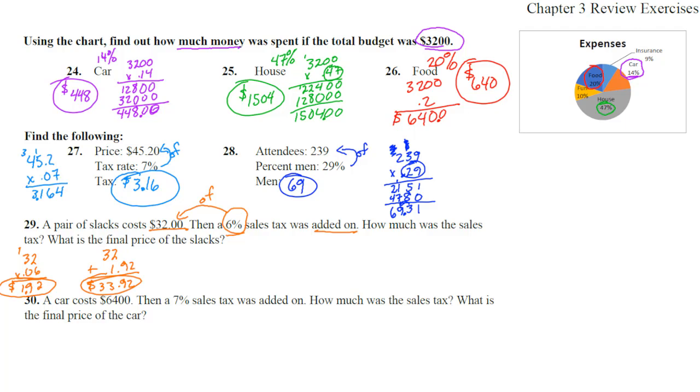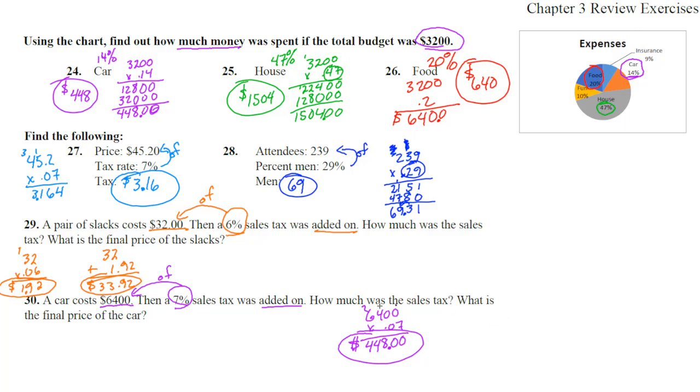Okay, then last one, number 30. Car costs $6,400, 7% sales tax, so that's going to be of this, and then added on. So the sales tax first, let's do that, 6,400 times 0.07. 7 times 0, 7 times 0, 7 times 4 is 28. 7 times 6 is 42, plus 2 is 44. So we get $448. Is that right? Two digits behind the decimal. Yes, the decimal goes right there. So $448, that's the sales tax.